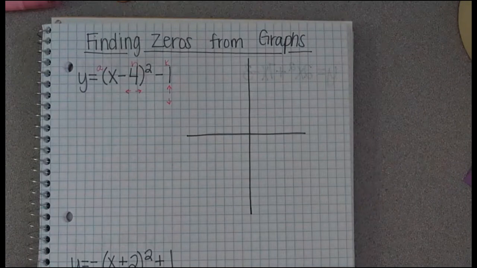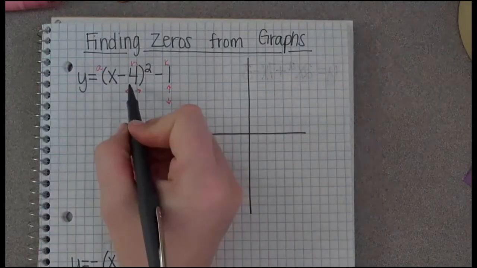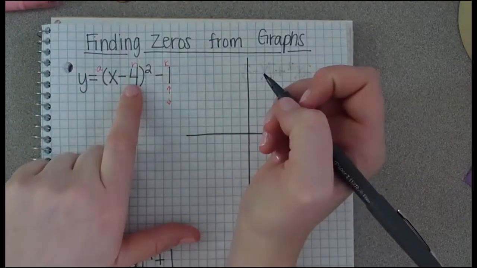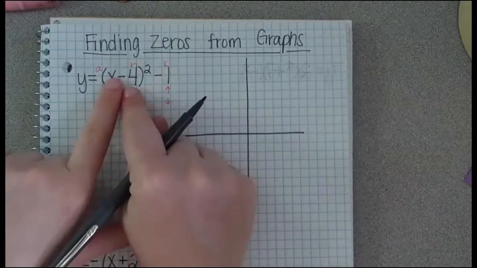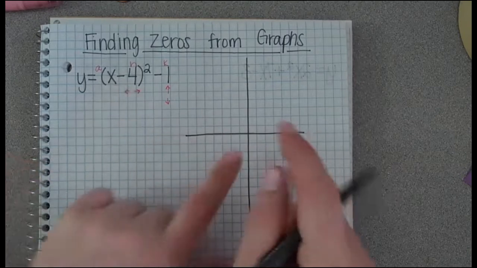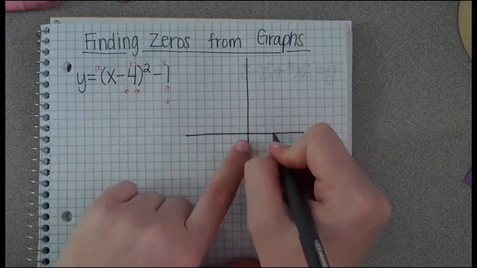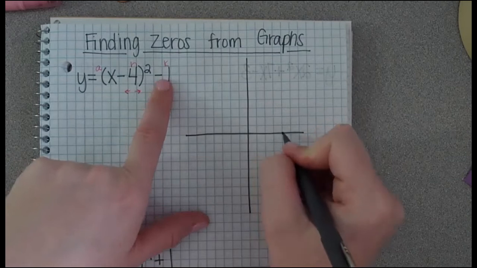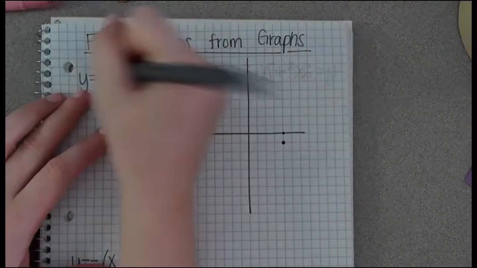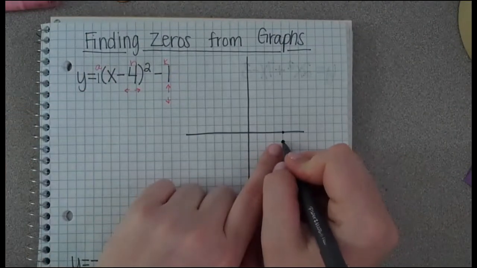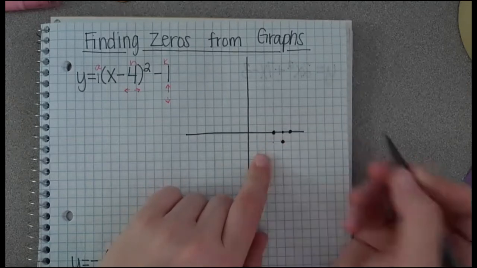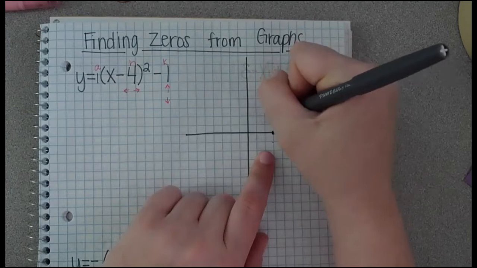So if we take the H value, we're going to take our vertex and move it. Remember, it's the opposite. So instead of moving to the -4, the left side, you're going to move to the right. So we're going to go 1, 2, 3, 4. And then we have to move our vertex down 1. So that's where our vertex is at. Now our A value is 1. So from this point, we're going to move over 1 and up 1, over 1 and up 1. So this would be our graph.